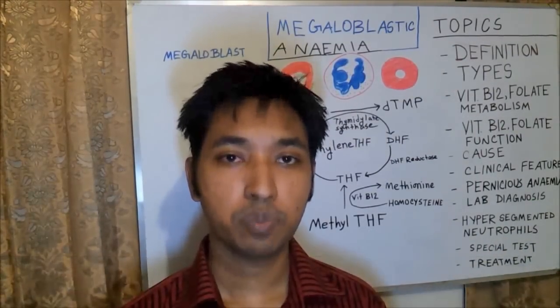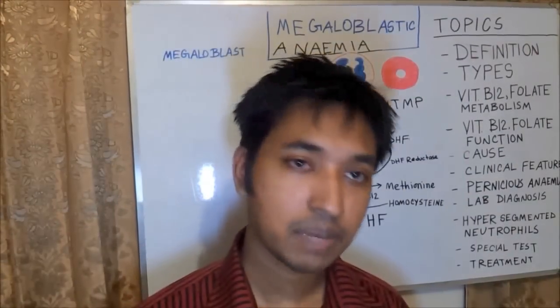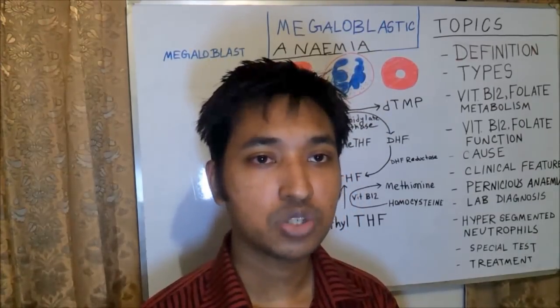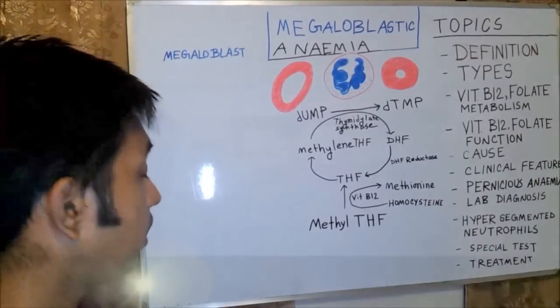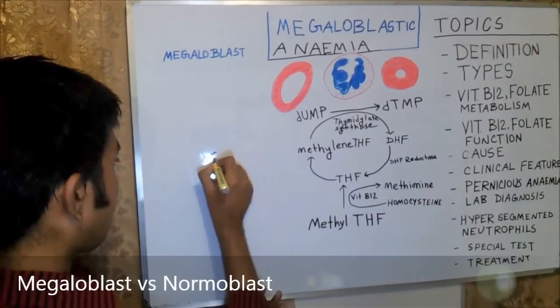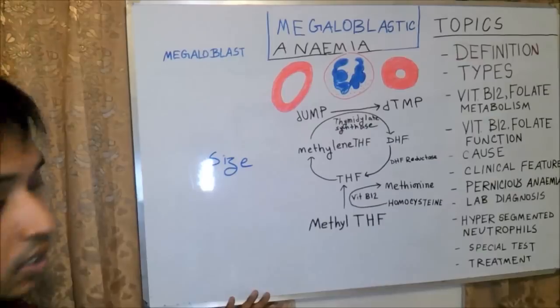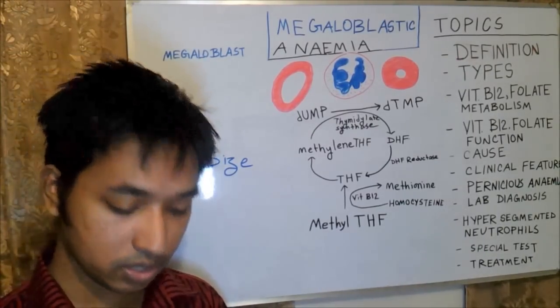enlarged erythroblast. Whenever you say this definition to the examiner, you might be asked, then what is the difference between a megaloblast and a normoblast? So we will discuss that now. The first difference I have already mentioned is the size. Megaloblast is larger than normoblast.